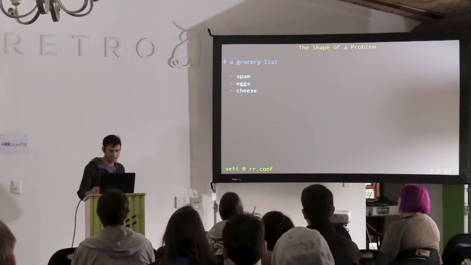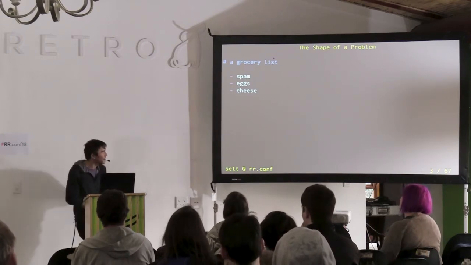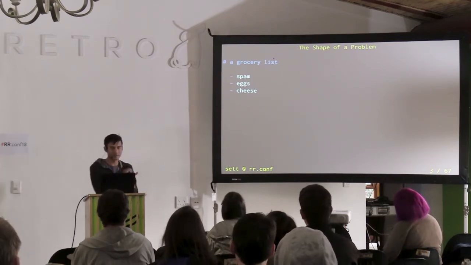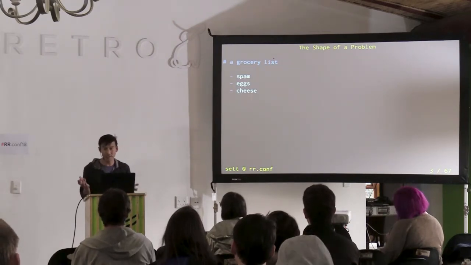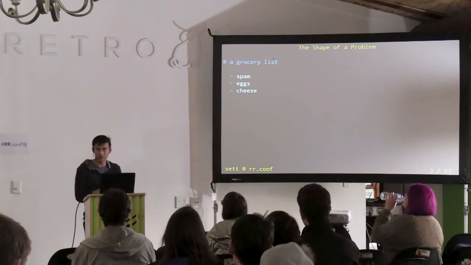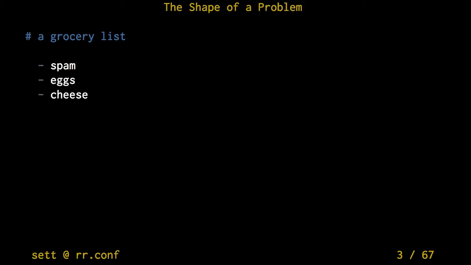Cool. So consider a humble grocery list. It might be written on a piece of paper. You might have it on a chalkboard. You might have it on your fridge. I tend to sometimes write it on my hand, and you want to get some groceries: spam, eggs, and cheese, for example.